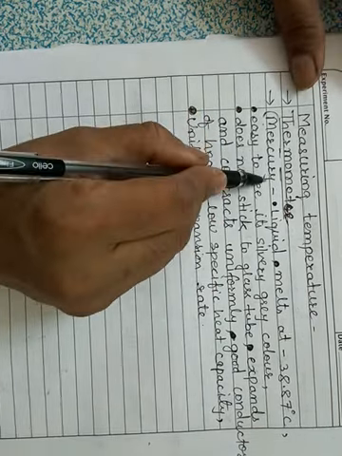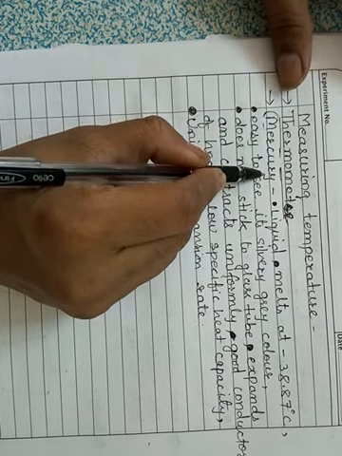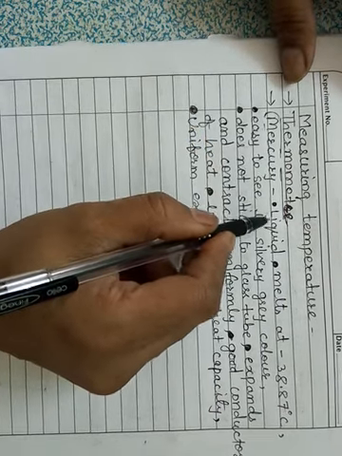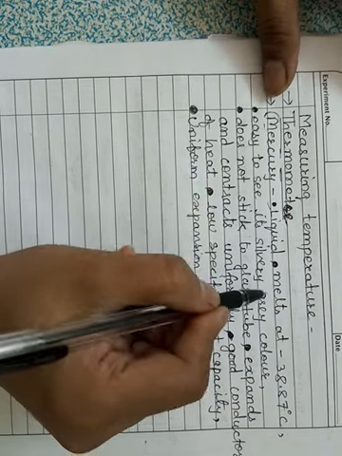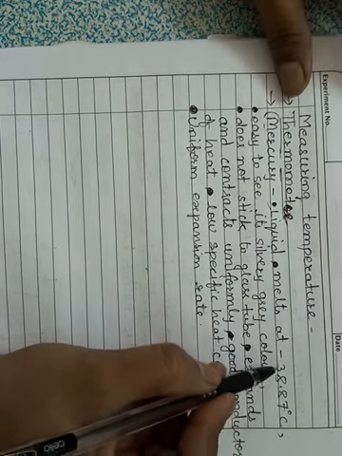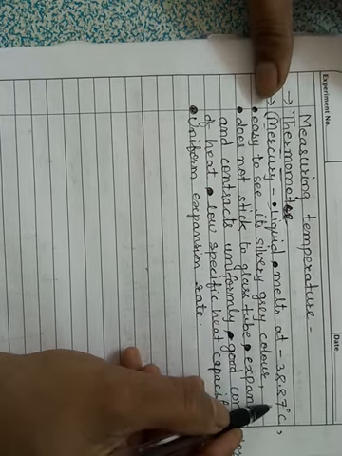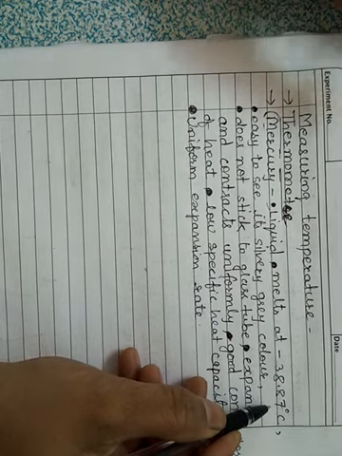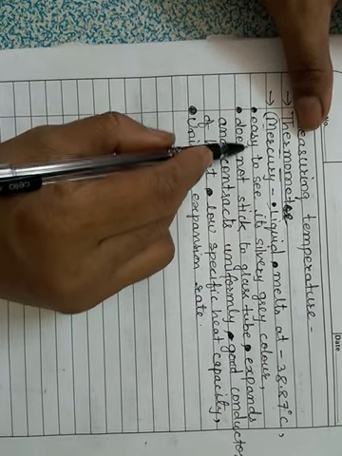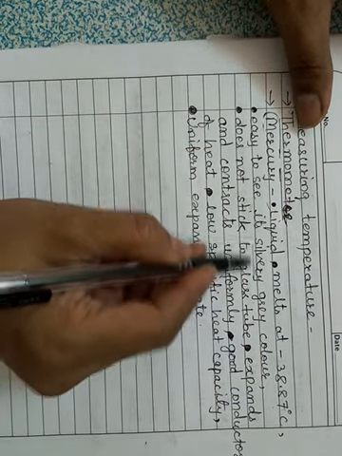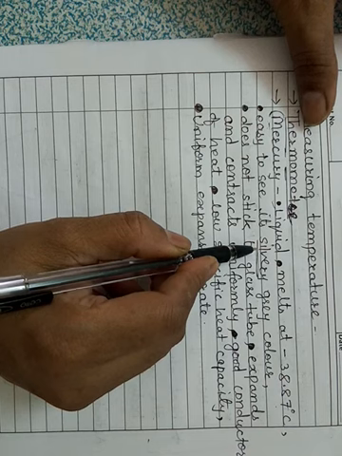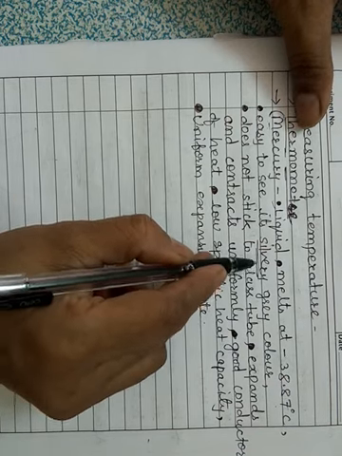So mercury, you know, is a liquid form metal. It occurs in liquid form, that's why we can use it. Then second thing, it melts at minus 38 degree Celsius, about minus 38.87 degrees Celsius. At this temperature it melts, which means its melting point is very low, so it is used in thermometers. Next, it is easy to see because of its silvery gray color, so we can easily see it in the thermometer.